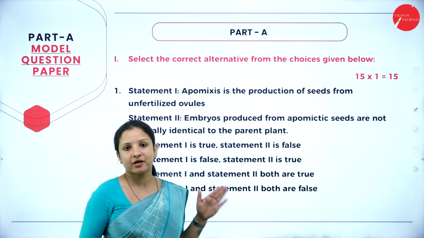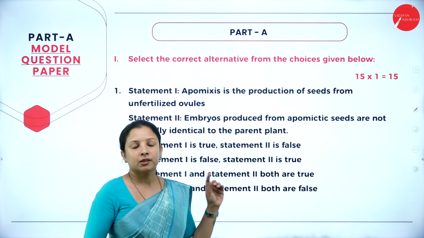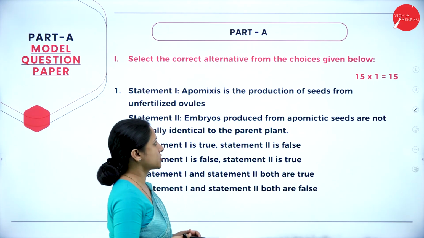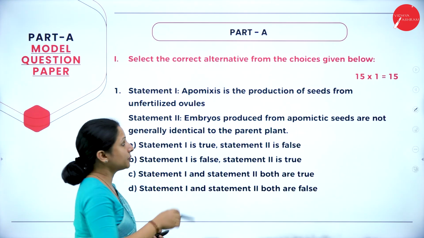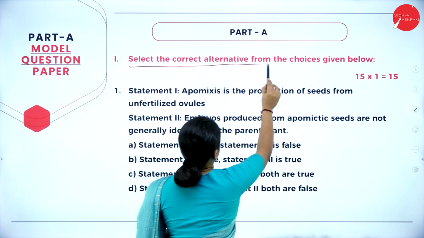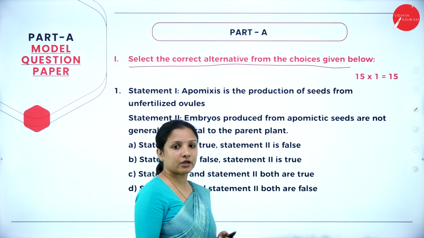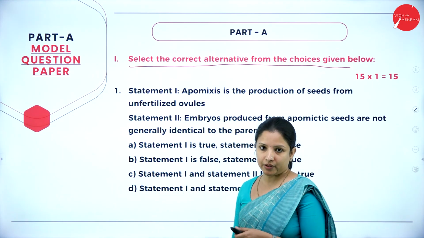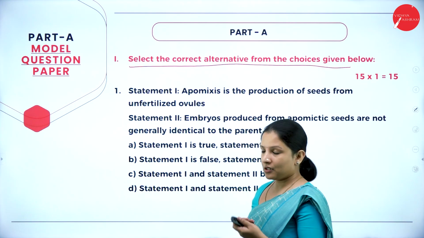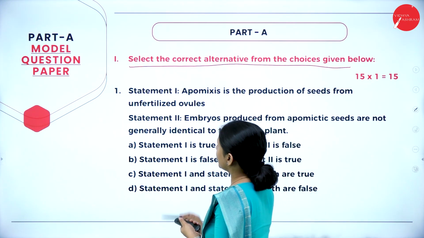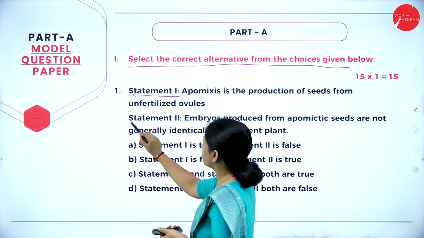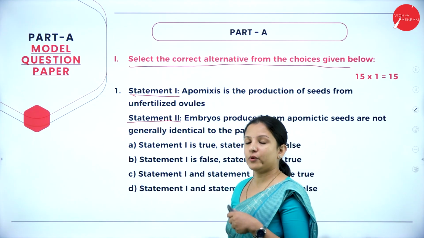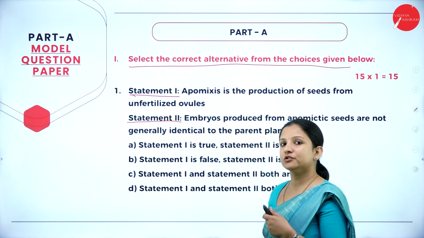In this session, we'll try solving part A, that is main 1 and main 2, and part B, which consists of 2 marks questions. Under part A, in the first main, we select the correct alternative from the choices given below. For each question, 4 choices, A, B, C and D, will be given. We have to select the correct answer. For the first question, they have given 2 statements, statement 1 and statement 2. We need to see whether both the statements are true, whether only one is true, the second one is false, or both are false.